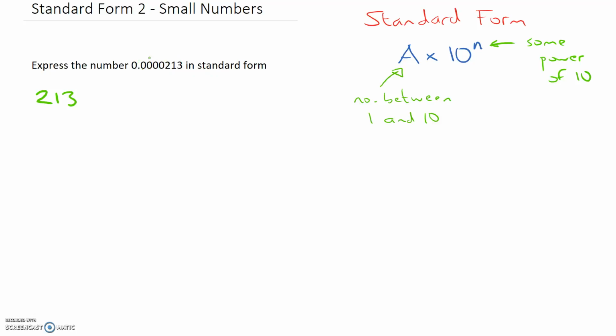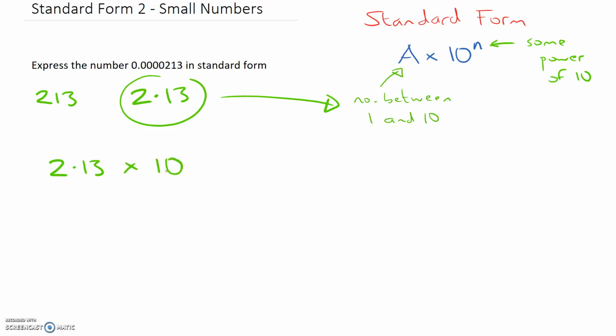Now clearly 2, 1, 3 is not a number between 1 and 10. So we need to put a decimal point in to make 2.13. That will give us our number that's between 1 and 10. So we've found our a, we need 2.13. Now we've got to multiply that by 10 to some power.